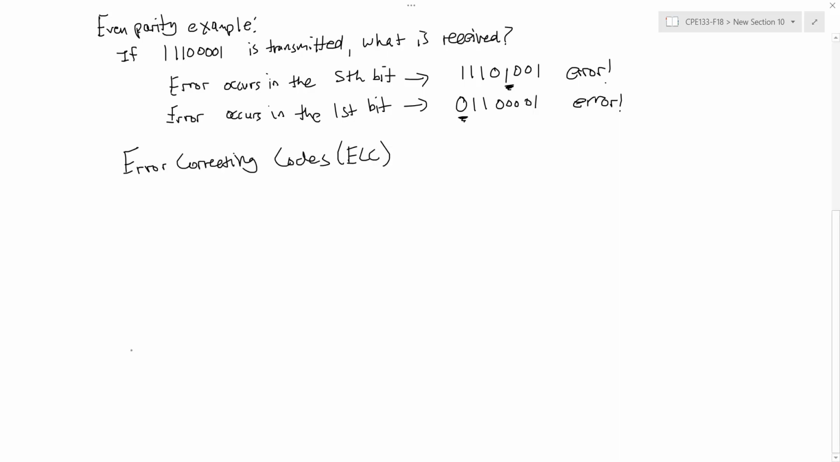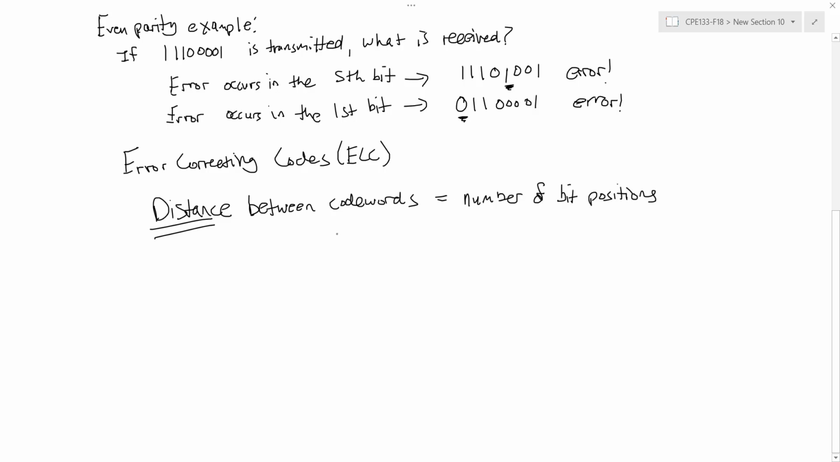An important characteristic of a given code and its ability to detect and correct errors is something called the distance. Sometimes this is also called the Hamming distance. So the distance between code words is equal to the number of bit positions in which they differ. How many bits do I have to flip or toggle in order to change one word into another? This is also sometimes called the Hamming distance, named after a really important person who developed a lot of the theory behind error correcting codes, Richard Hamming.